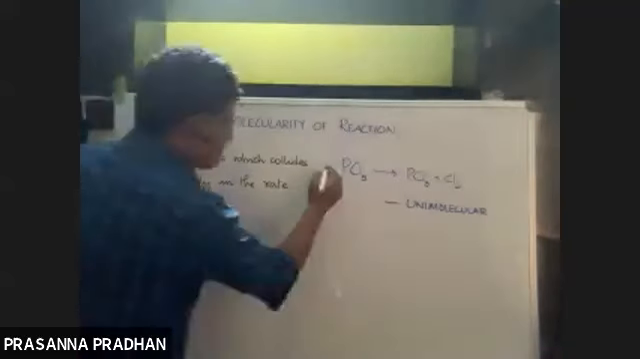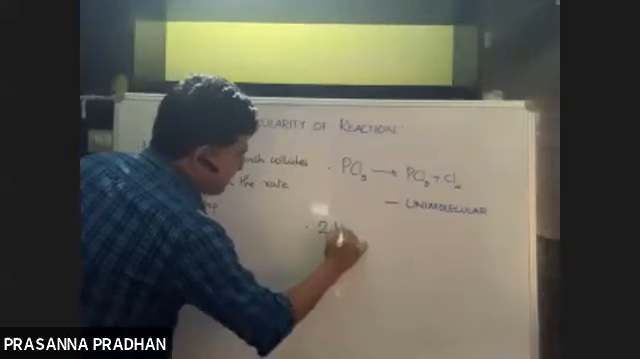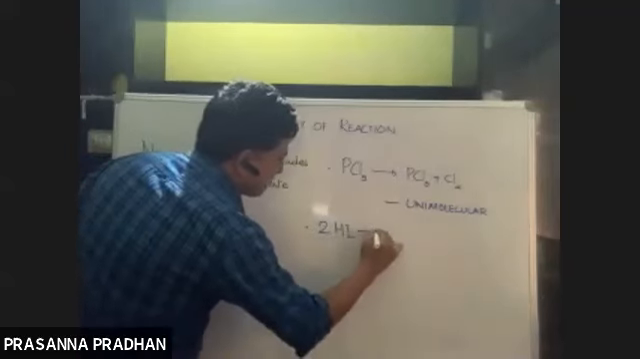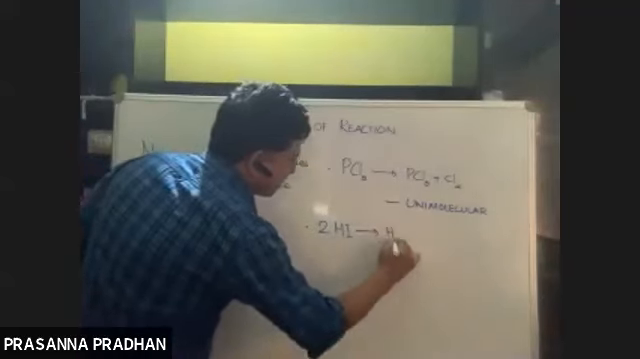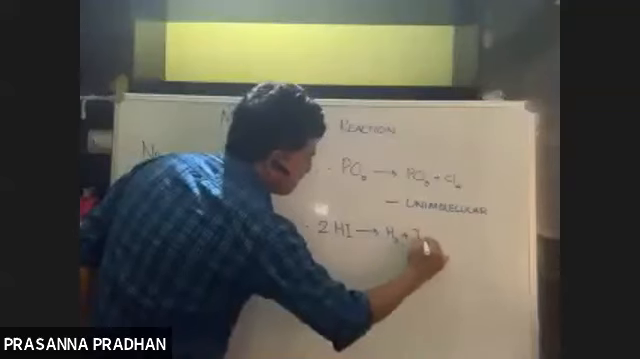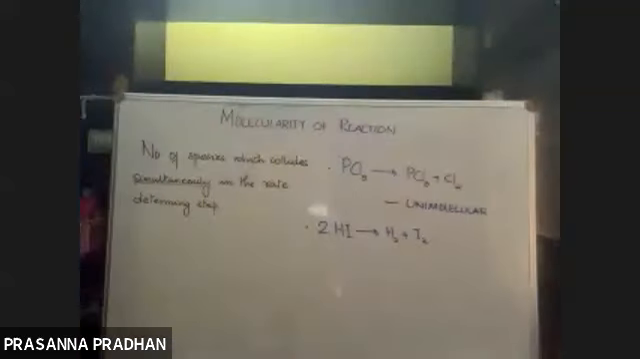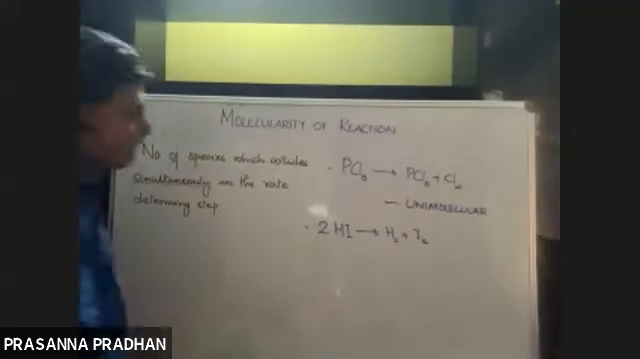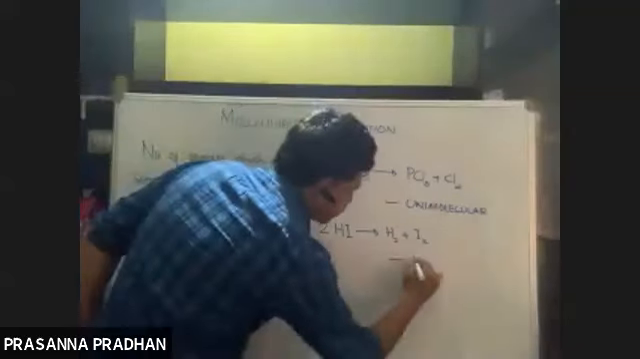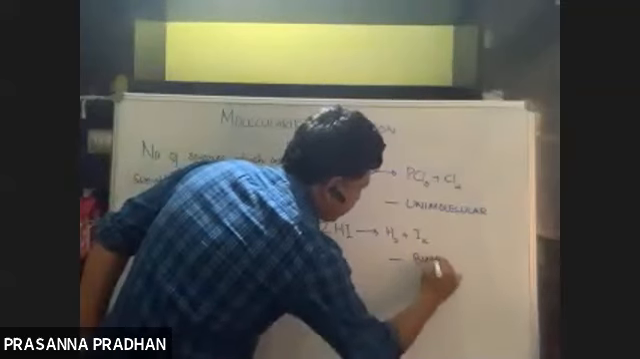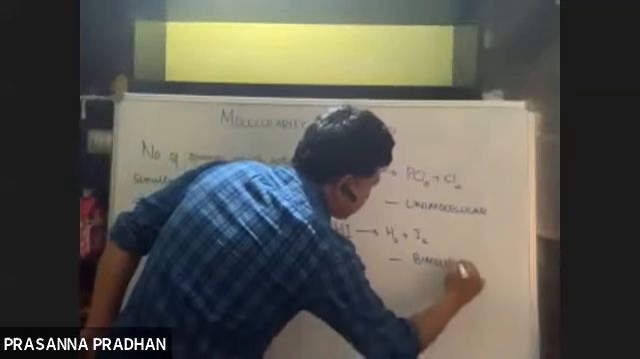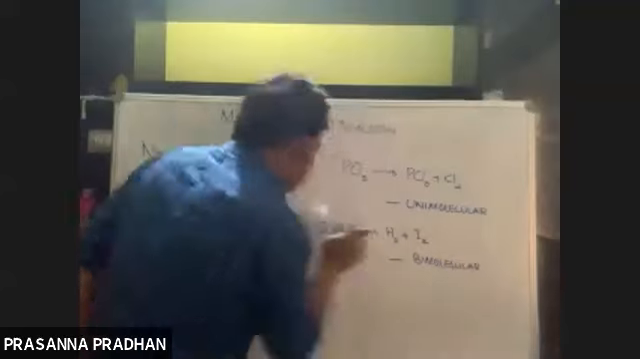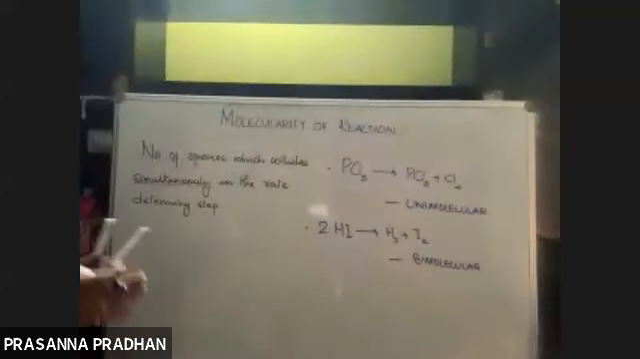Let me discuss another example. Say 2HI giving us H2 plus I2. How many molecules are involved here? Two. So if two molecules are involved, it's known as a bimolecular reaction. Remember, the two molecules must collide simultaneously.